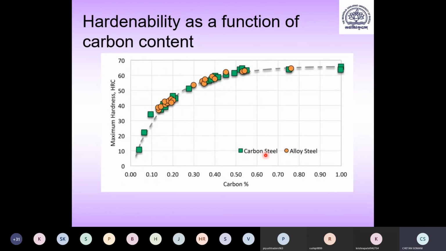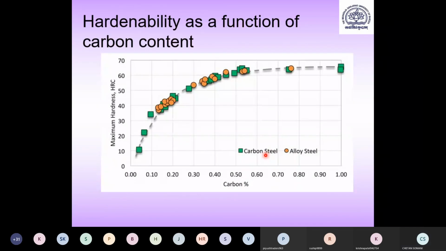So this is about hardenability, and some basic clear classification of different heat treatment processes. Now further we will go for understanding different hardening processes and the classification of different hardening processes. I hope you have understood these things.